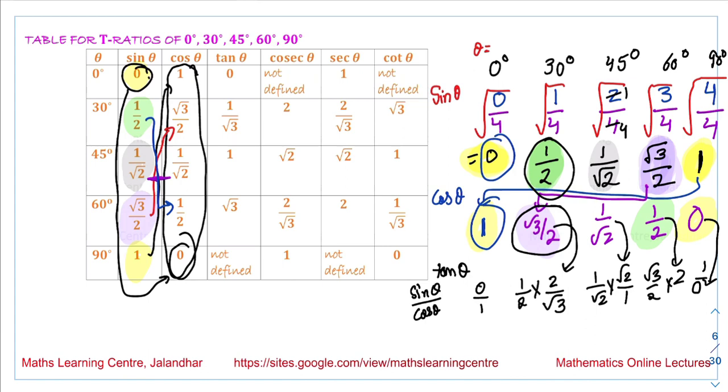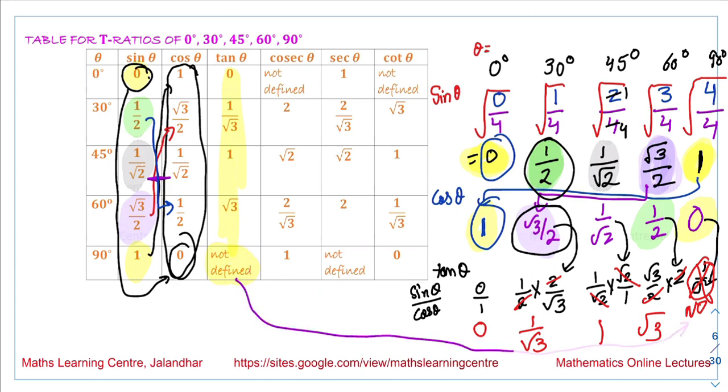This is 1 by 0 we are writing. Now 1 by 0 we are saying this is not defined. This value we are saying this is not defined. As these values, these are 0. This and this gets cancelled, it is 1 by root 3. This and this gets cancelled, it is 1. This 2 and 2 gets cancelled and it is root 3. So these are the values shown in this second column. That is the last value we have, it is not defined.